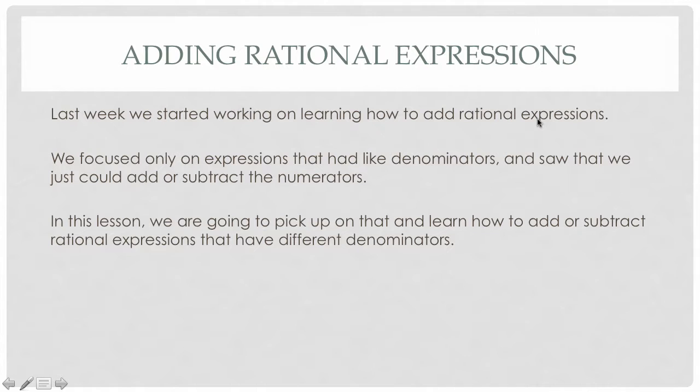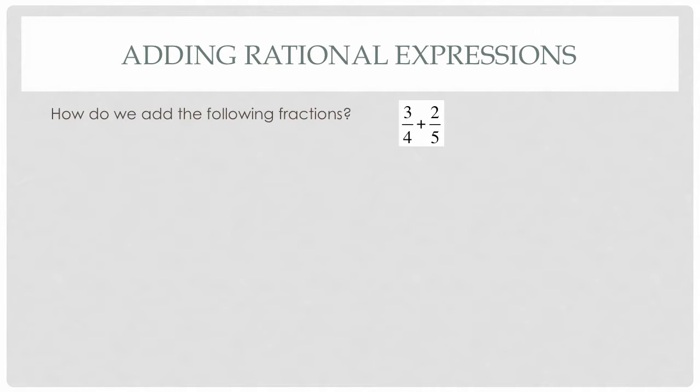So last week, in week 4, we started working on learning how to add rational expressions. We did a little bit right at the end, but we only focused on expressions that had like denominators. And we saw that you can just add or subtract the numerators when you get to that case. In this lesson, we're going to pick up on that and learn how to add or subtract if you have different denominators. So let's take a quick review.